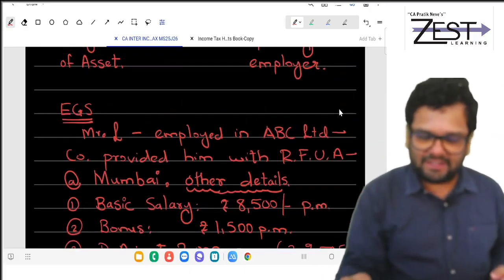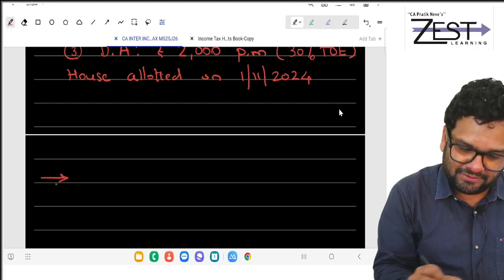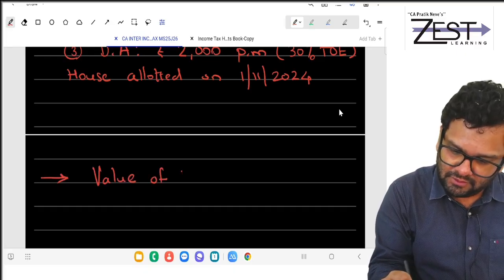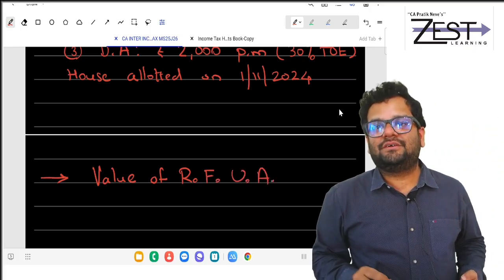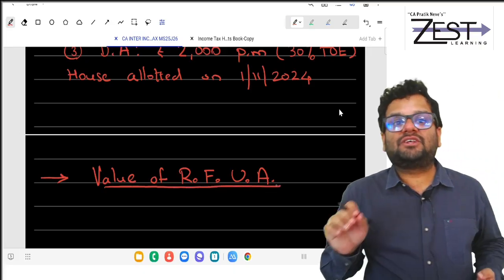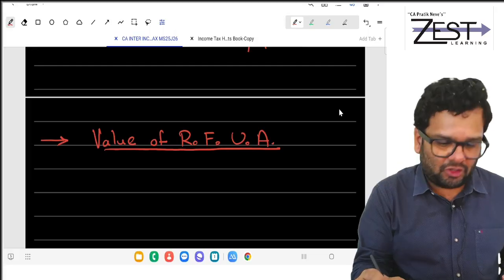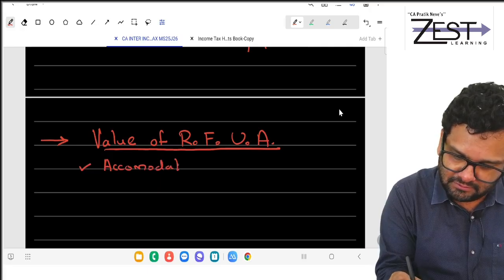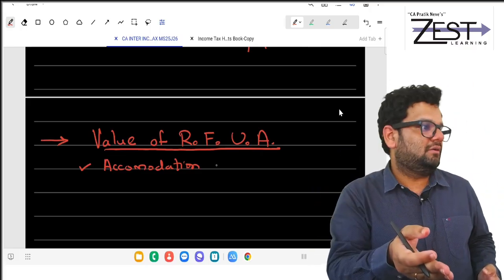Let's do the calculation. That's it. Question is over. Let's do the calculation. How to do the calculation? So it is value of what? It is value of, please write full form if possible, rent free unfurnished accommodation. The facts which help you for doing valuation, please mention those facts. It's owned or taken on rent by employer, not given. When not given, then what you have to do? You have to assume that it is owned.